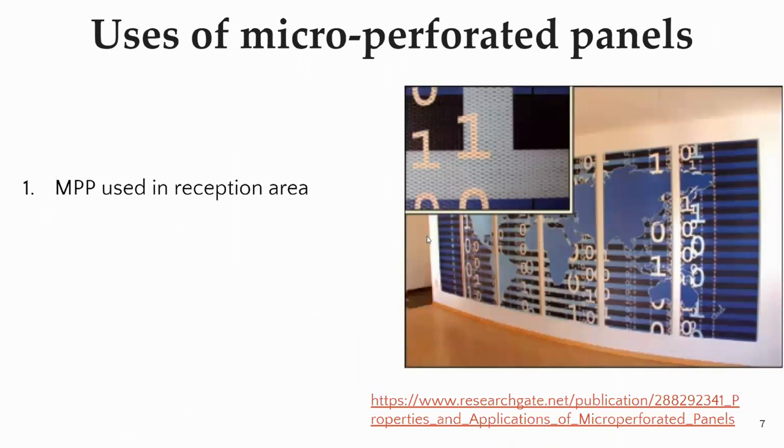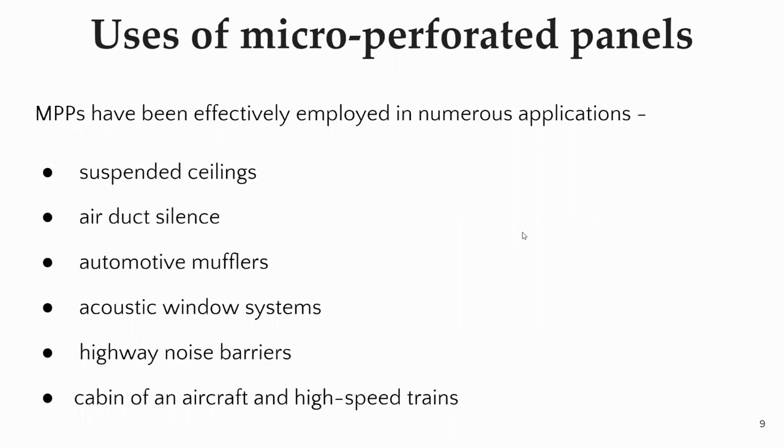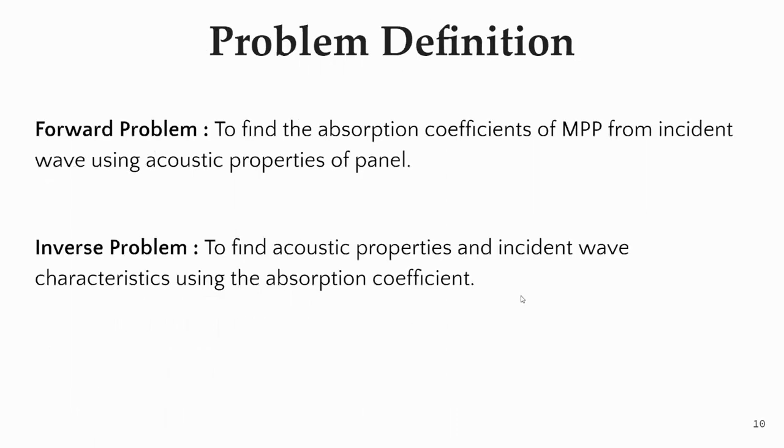Now, what are the uses of microperforated panels? There are many uses. As you can see, it's used in a reception area, and it's also used in the engine compartment. This is the engine, and this is the microperforated panel to reduce the noise of the engine. And these are all the other various uses where it's used for sound absorption: air duct silencers, automatic mufflers, highway noise barriers, etc.